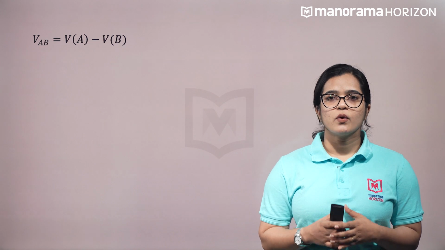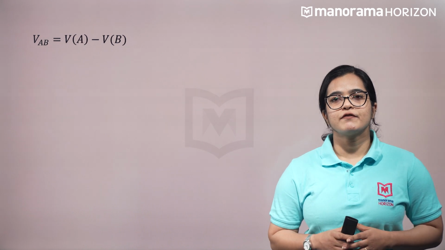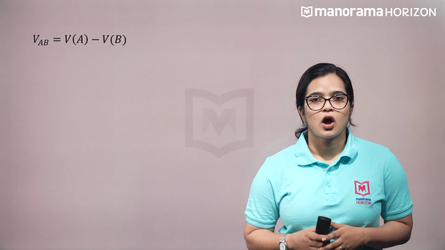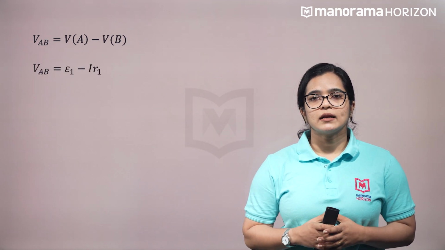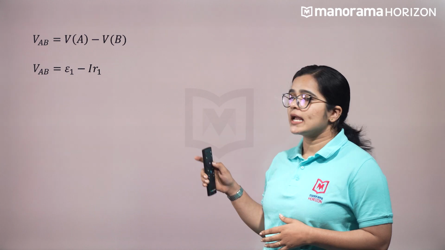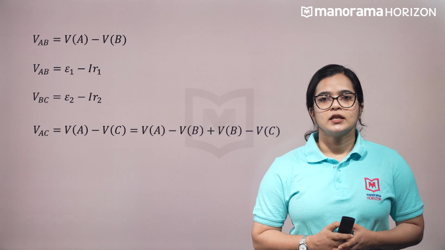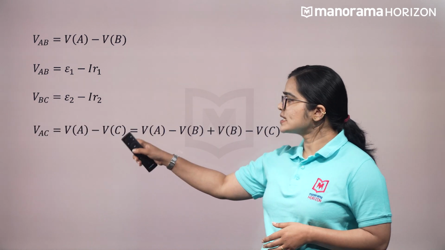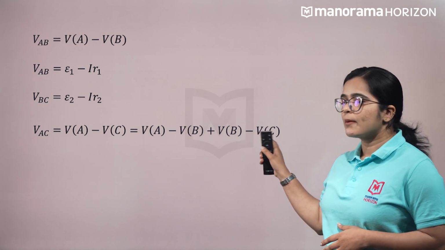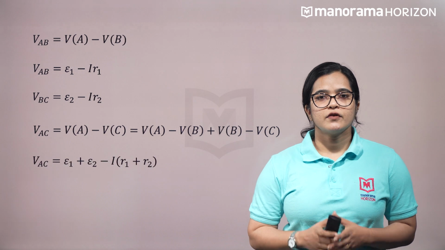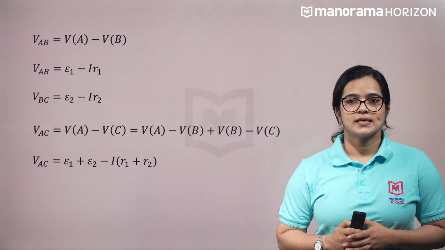Here, if V of A, V of B and V of C are the potentials at points A, B and C, then the potential difference between the positive and negative terminal of the first cell is given as V of A minus V of B. We know that V of AB is E1 minus I R1 and V of BC is E2 minus I R2. Therefore, V of AC is equal to V of A minus V of C, which can be written as V of A minus V of B plus V of B minus V of C. Therefore, V of AC will be E1 plus E2 minus I times R1 plus R2.